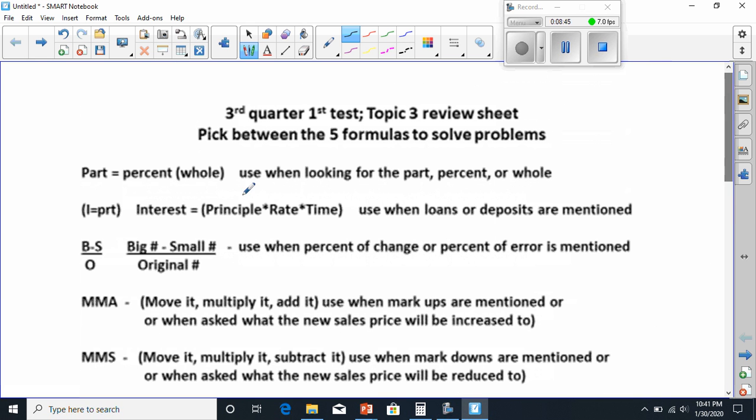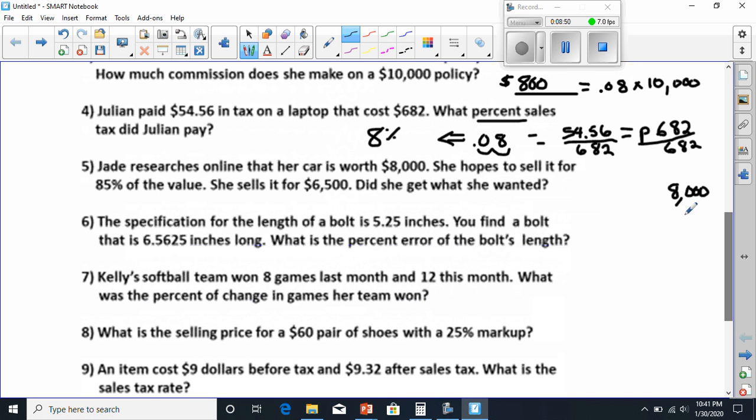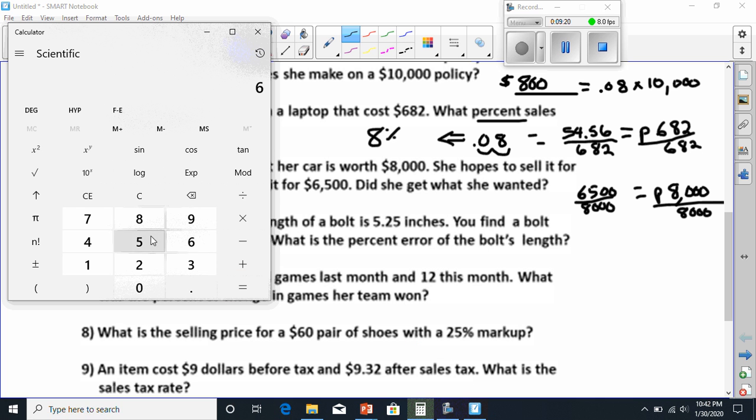Part equals percent times whole. Okay, so the whole is the 8,000. We're looking for the percent, so that's going to be P, and that has to equal 6,500. To do this, we'll divide 8,000 away to get P by itself, and whatever I do to one side, I do to the other. And now we got 6,500 divided by 8,000.